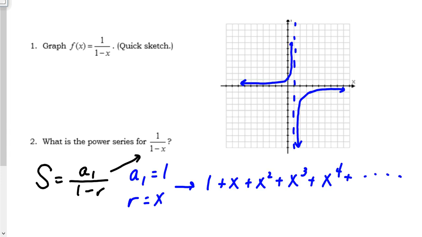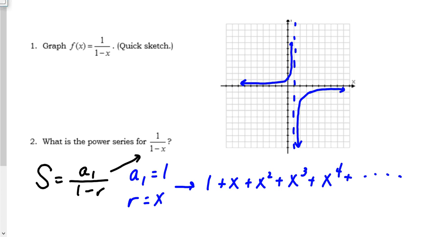Okay, so the function f of x equals 1 over 1 minus x is a hyperbola. It has a vertical asymptote at 1. It has a horizontal asymptote at 0. It has those 2 branches. The power series question, hopefully my hint helped you see.